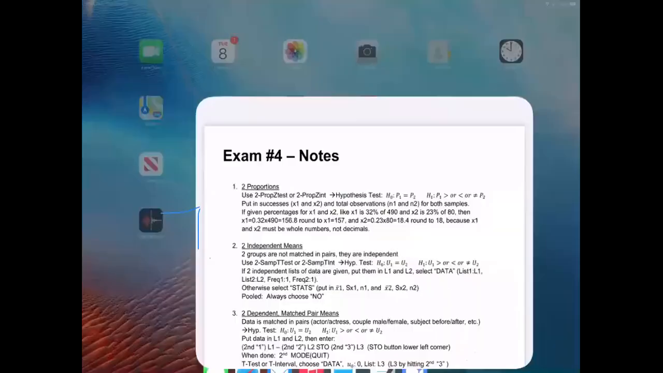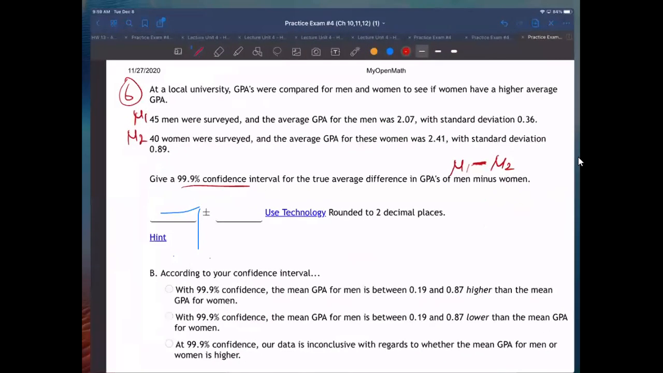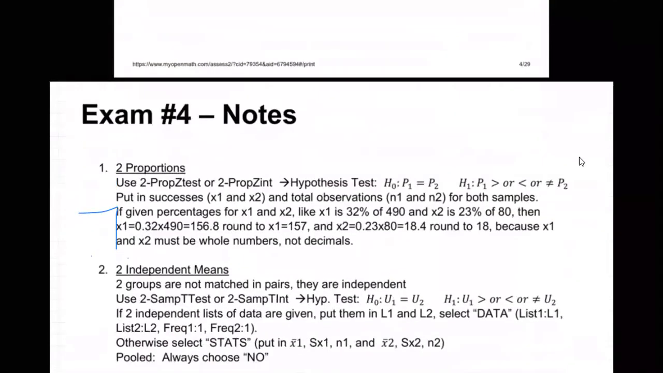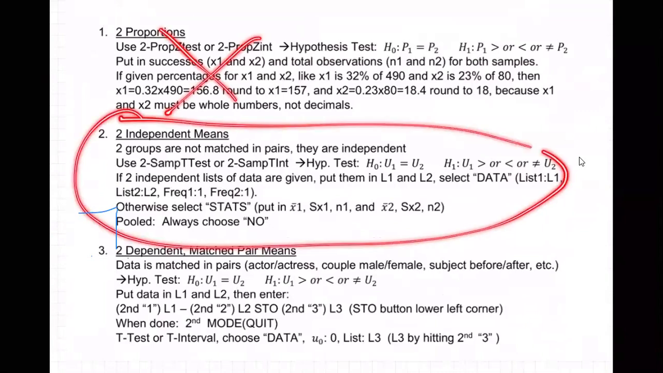Okay, let's go to the notes. Notice, again, we don't have proportions. We have two independent means again. Two separate groups, we have averages, but we're going to use a two sample t interval because this is a confidence interval, not a hypothesis test. Does that make sense from the notes? So we're going to use two sample t interval.